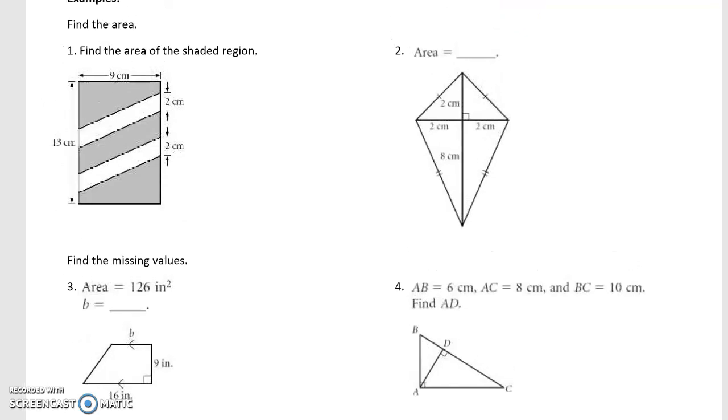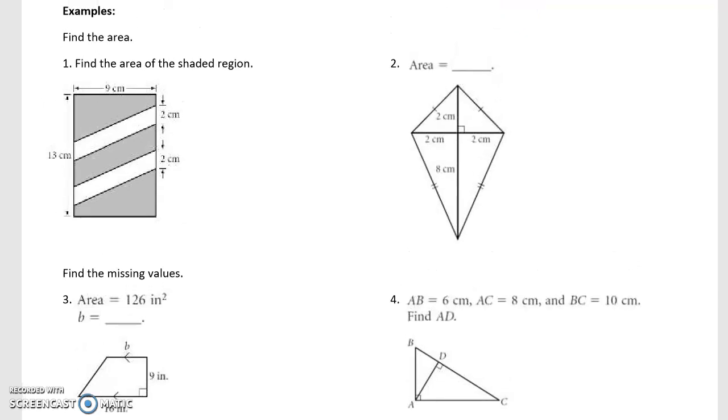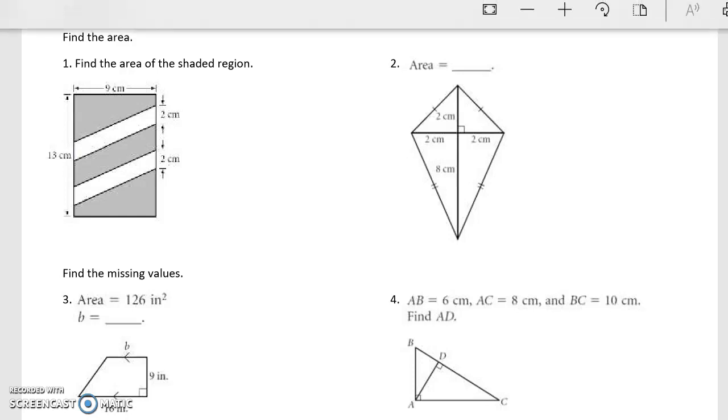In this video, on section 8.1 to 8.3, we're going to take a look at the example problems. So the first one is find the area of the shaded region. If we notice, we have a rectangle here, and the area of a rectangle is base times height, but we have some pieces missing. So we have this piece here, this is a parallelogram, and this piece here, this is a parallelogram.